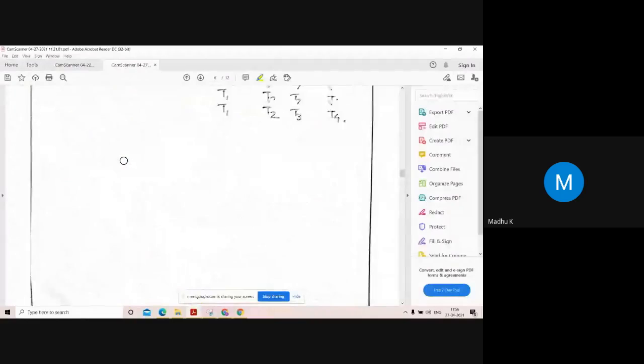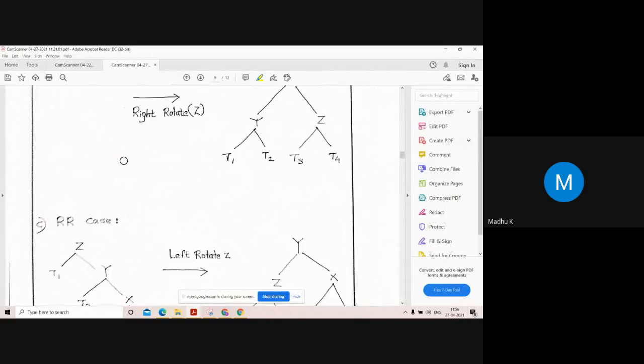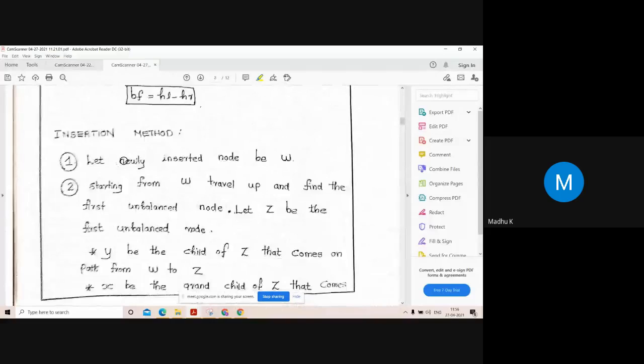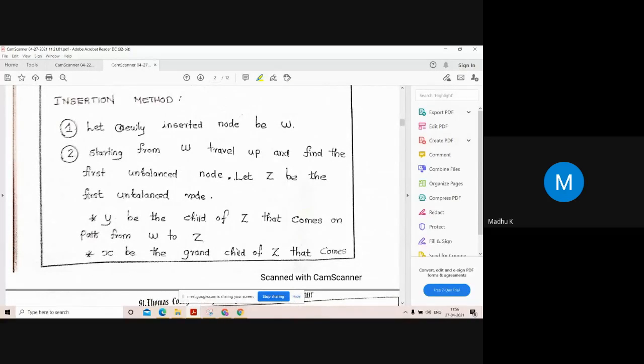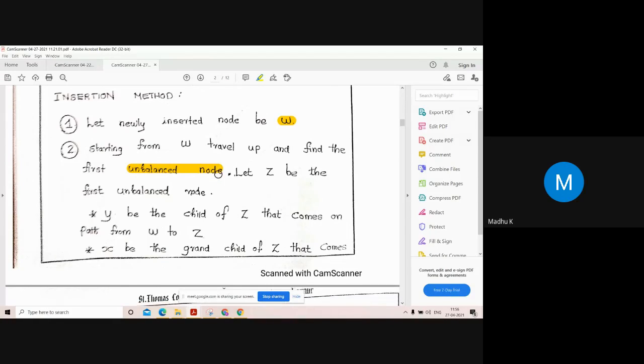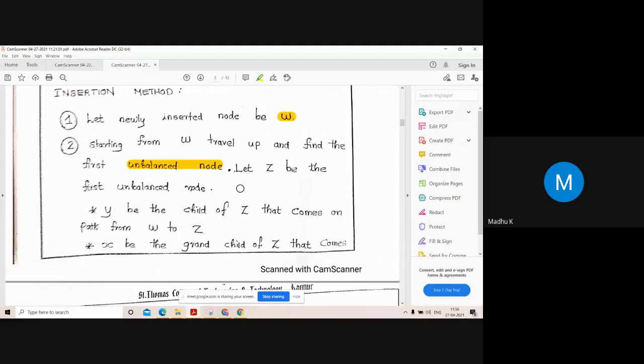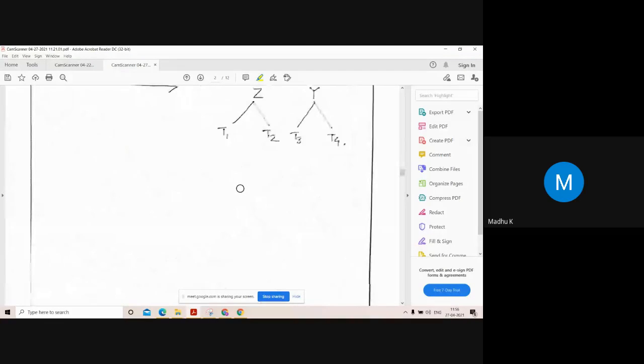Okay. Next, we are going to the method. So next I am discussing the algorithm, the insertion method. First, let the newly inserted node be W. Second, starting from W, travel up and find the first unbalanced node. You can check this example.